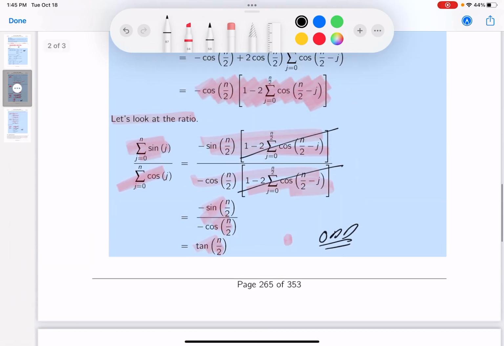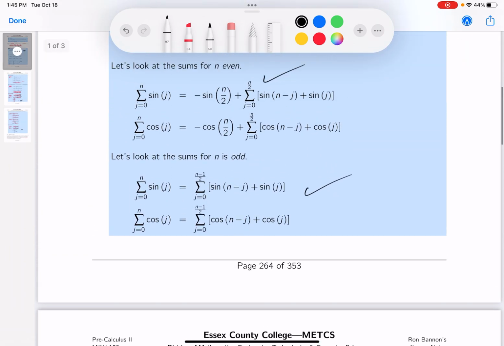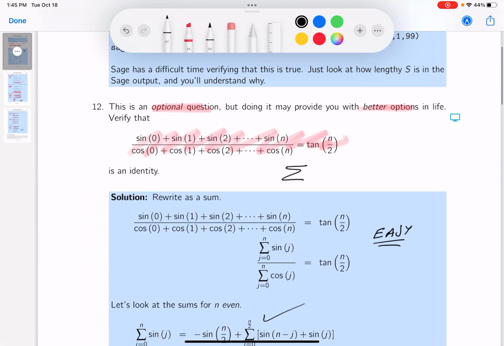So we showed what we need to show. And now we know. Well, again, it seems like a strange identity to me, but we know this. This is known. This is true for all n, okay? Integer n. Thank you.